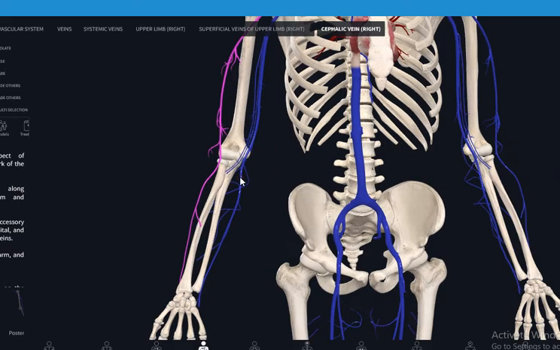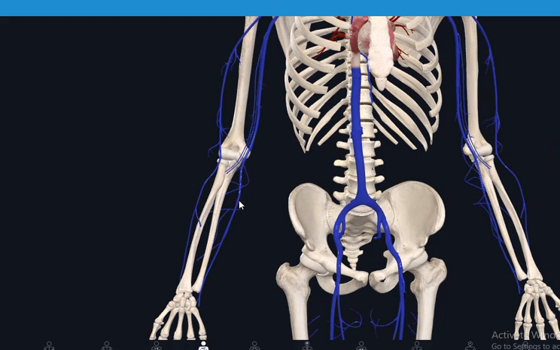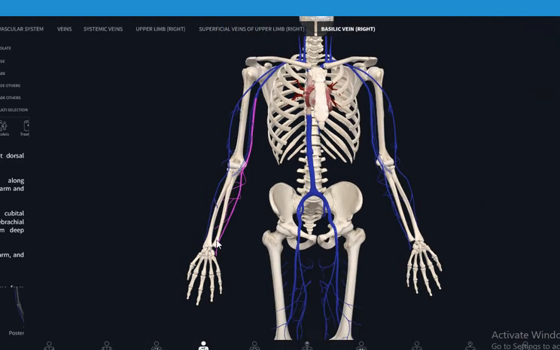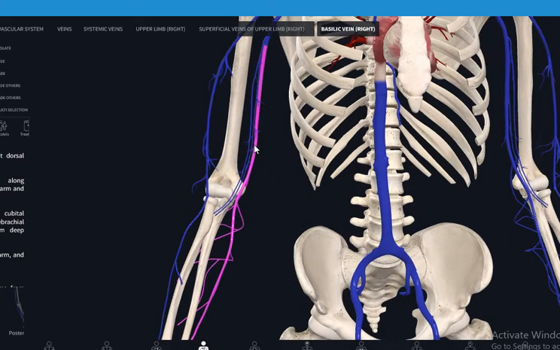The basilic vein takes the medial compartment of the arm and forearm, and ends at this level, where it enters into the brachial vein. While the cephalic vein continues and goes to enter the subclavian vein, here.